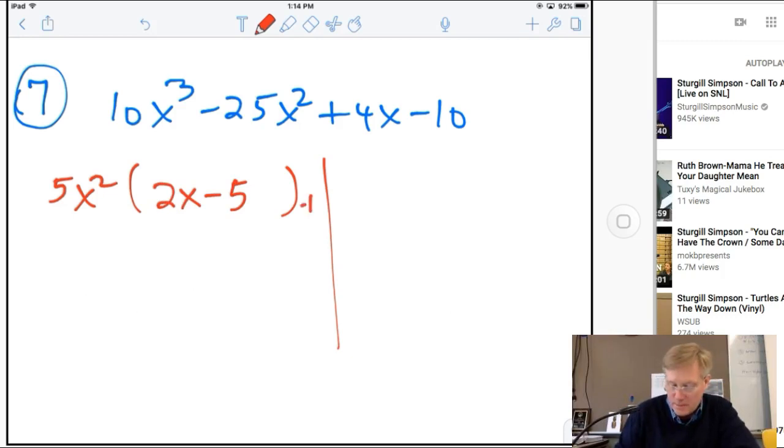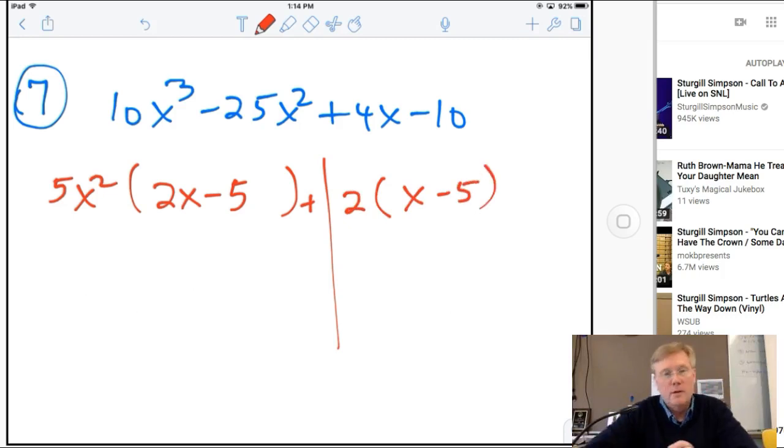Now the right side, 4x minus 10, I can pull out a 2. Leaves me with x minus 5. And then you look, oh, whoops, my parentheses don't match. I must have made a mistake or something's wrong. And sure enough, you can look and say, well, 4 divided by 2 is 2. I missed that. Now my parentheses match.